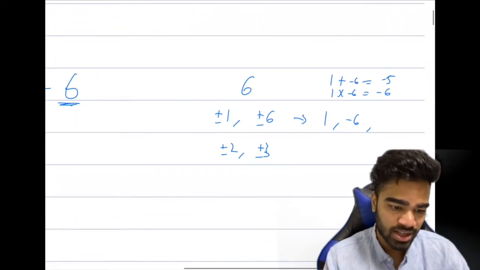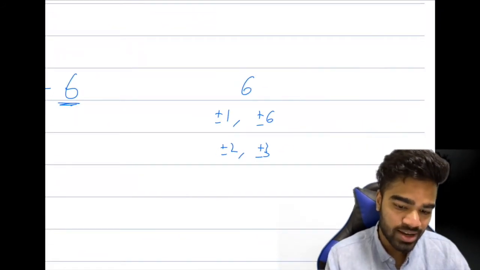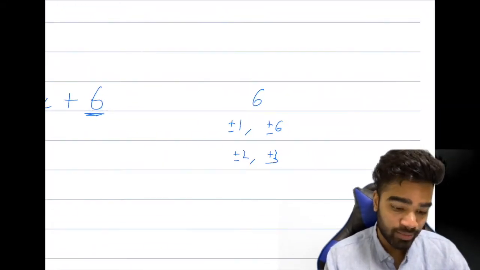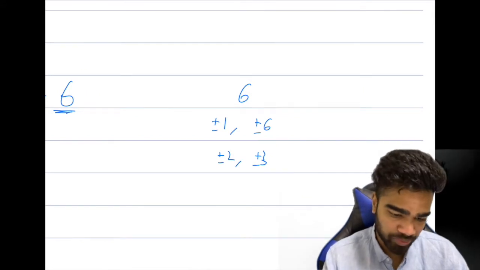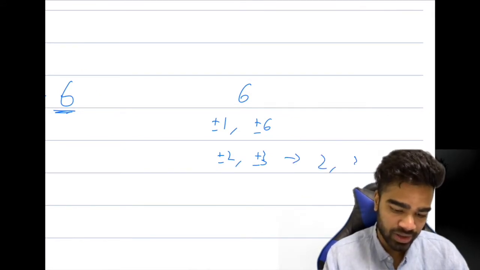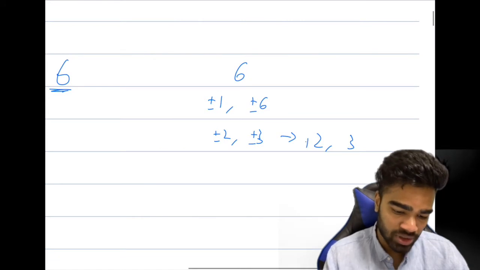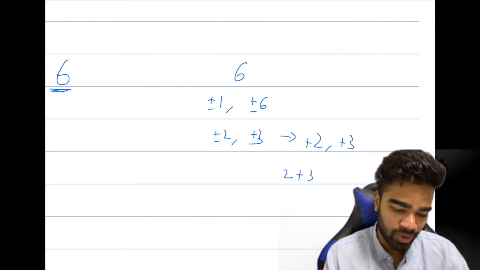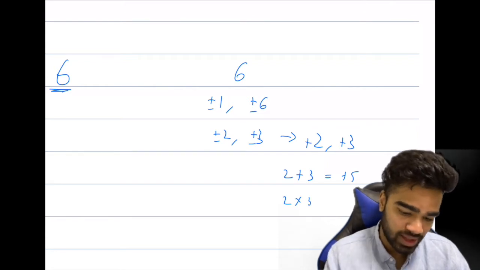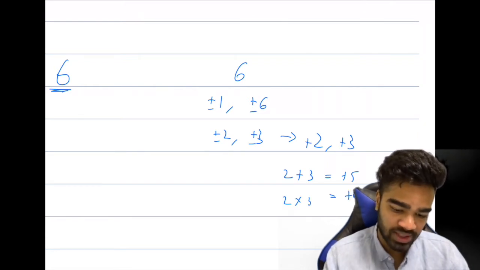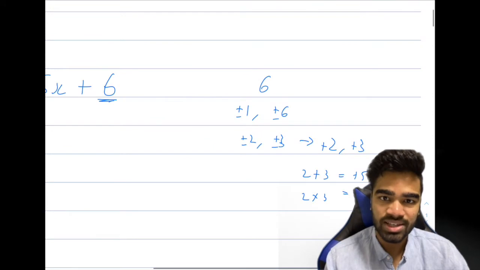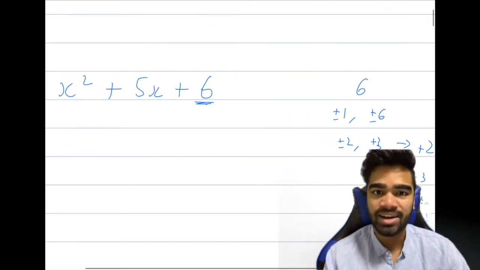So can you tell me which combination of factors add to 5 and multiply to positive 6? Well, let's see. 2 and 3. If I have positive 2 and positive 3, 2 plus 3 is positive 5 and 2 times 3 is positive 6. So they multiply to 6 and they add to 5. From here, guys, the hard part is done.